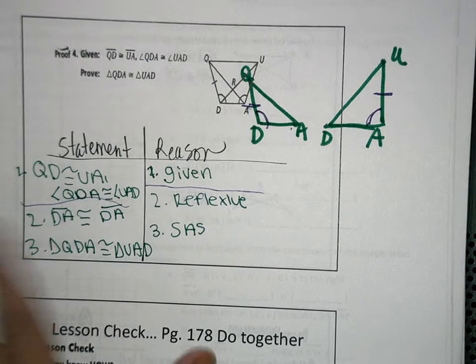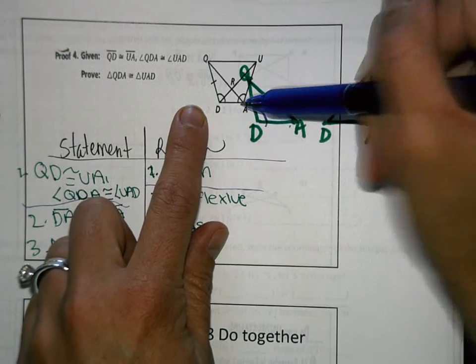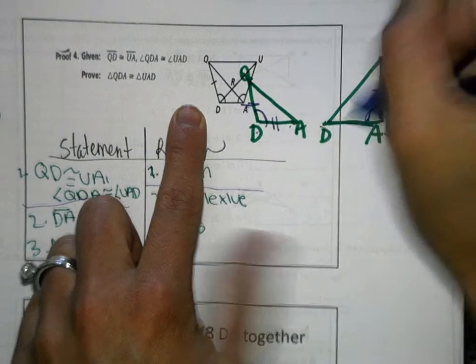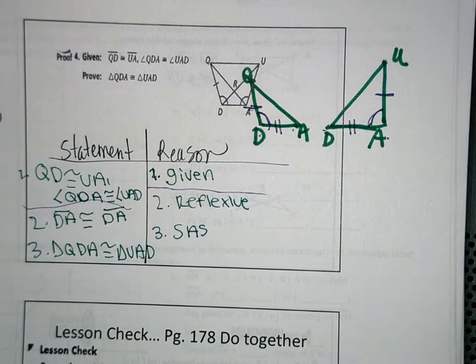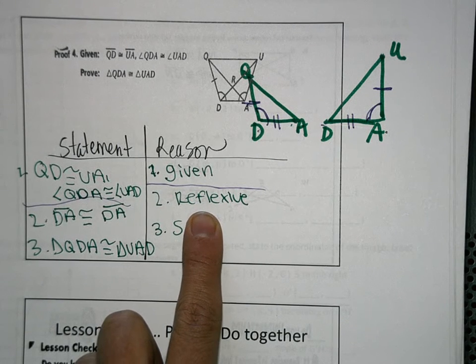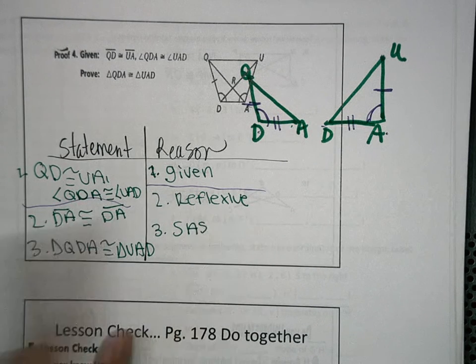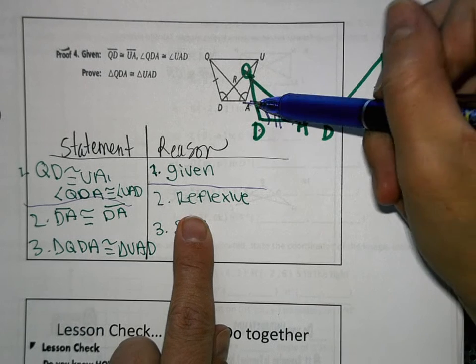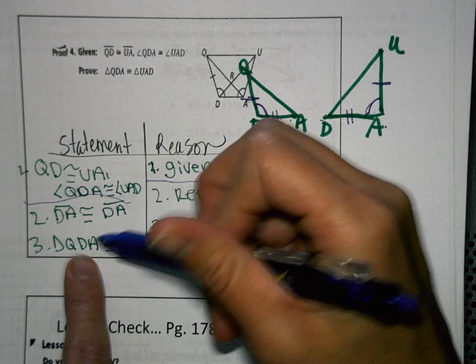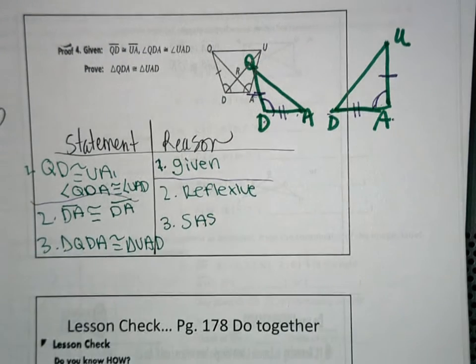Now, do you see how this DA is right here and it's also right here? That means they are also congruent. They're the exact same line. And that is by the reflexive property, just like in the previous example, where they shared an angle and we said that was also the reflexive property. Same thing here. And then once we have that, you have side, angle, side. So we know that the two triangles are congruent by side-angle-side. Questions?